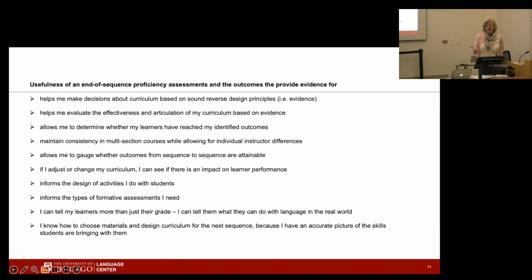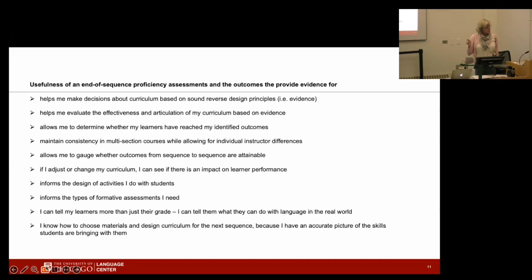So if I think that after 2 years of German, my students are all near the intermediate high level in all 4 skills, I actually find out whether or not they are. And that can be a real eye-opener. I get to see if they've reached the outcomes.